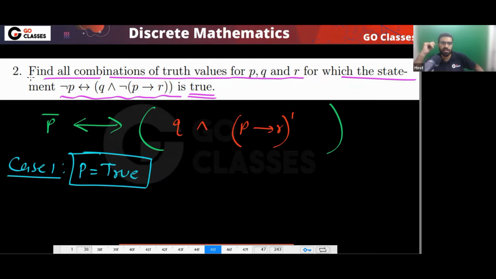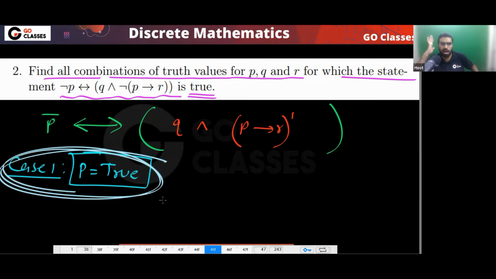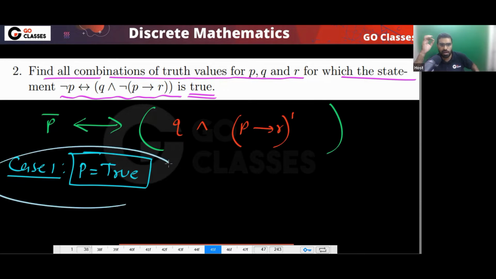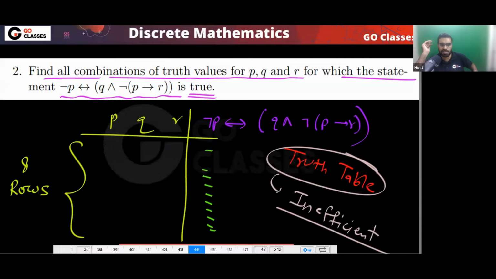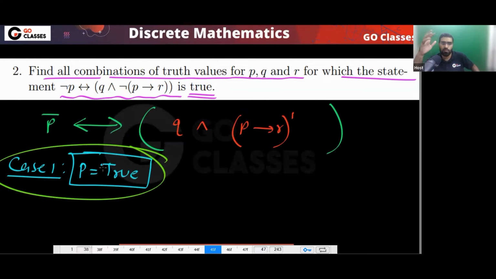This case, when P is true, is covering how many rows of the truth table? Total 4 rows, because you can easily see that when P is true, there are 4 rows. We are considering all the combinations of Q, R. So in this case 1, we are considering 4 rows of the truth table.